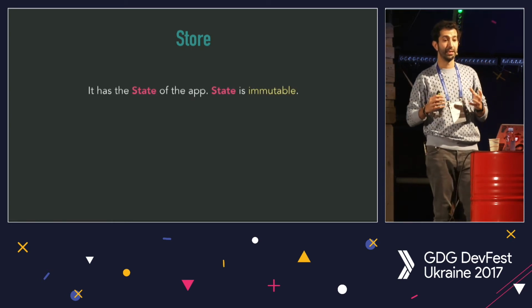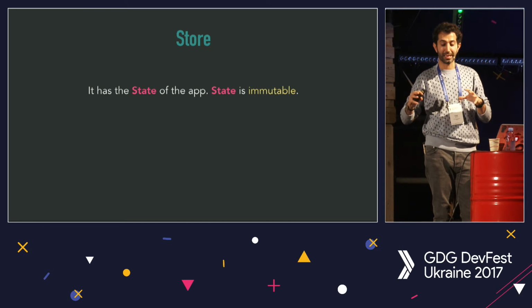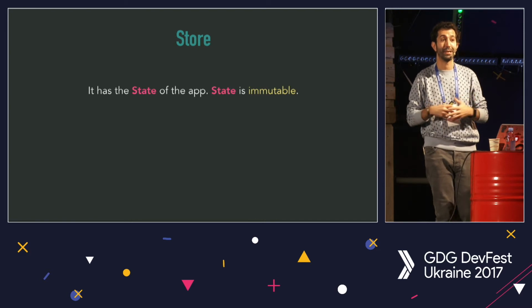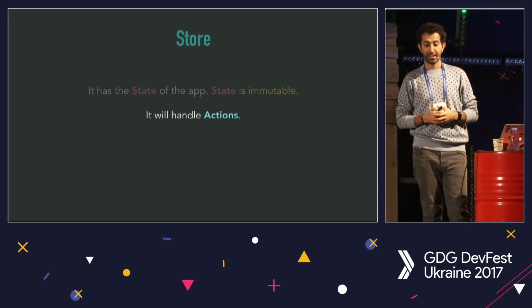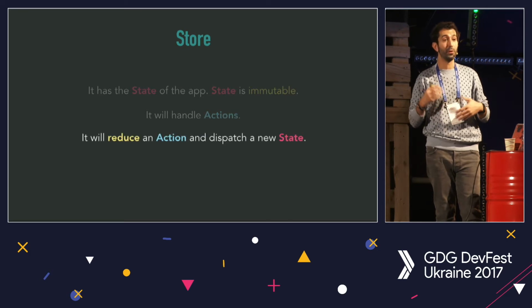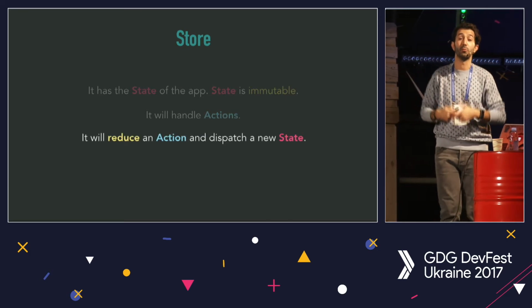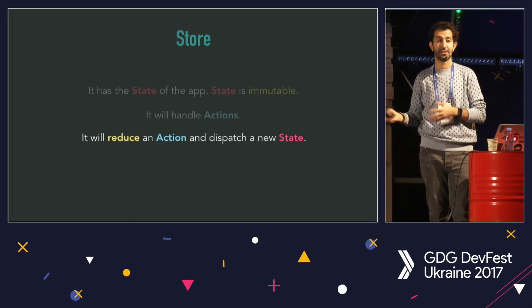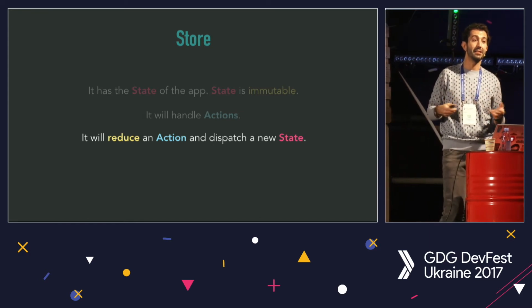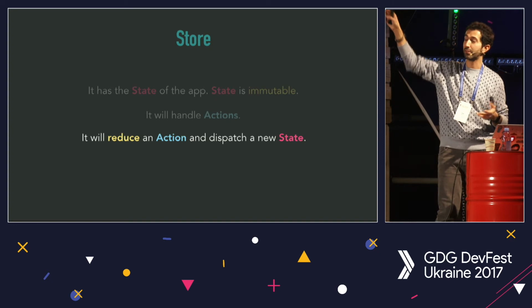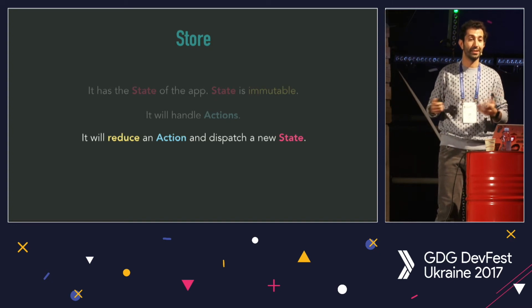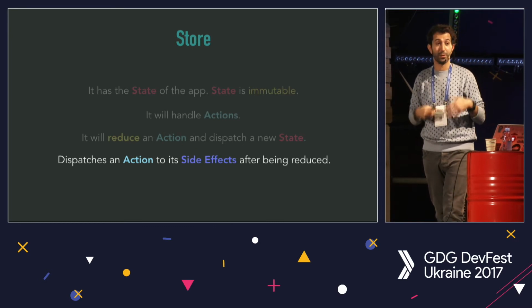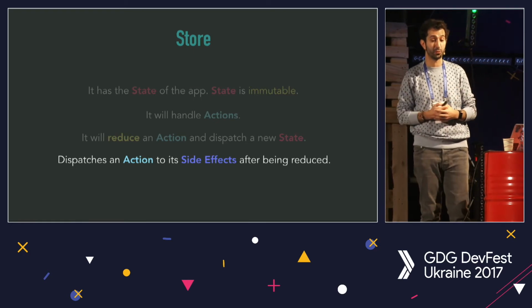It has the state of the app. As I said before, the state of the app is an immutable object, and it cannot be changed. But we can create new states. The store will handle actions, reduce an action and generate a new state, no? And will dispatch the state to those state handlers that are interested in handling state. In our case, these state handlers are the controller views, no? As we have seen before, the controller views wanted to handle different states. Yeah. After we have generated a new state, then we are going to dispatch the action to the side effect.